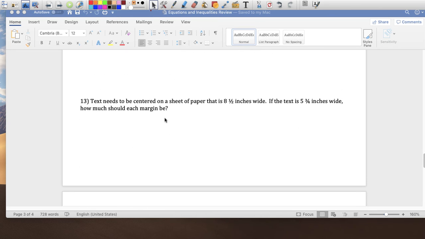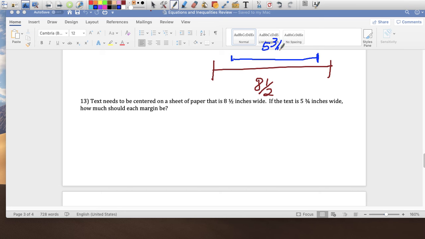13, text needs to be centered. Okay, again. So you have a page that's 8.5. This whole thing is 8.5. The text that you're actually going to write is going to start over here and go all the way here. You don't actually use the whole thing, right? So that's going to be 5 3/4, which we're going to change to 5.75. I'm going to change this to 8.5.